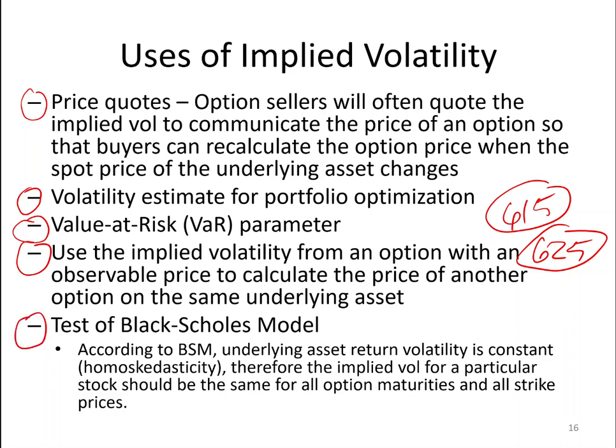It's also used as a test of Black-Scholes. According to the Black-Scholes model, sometimes called the Black-Scholes-Merton model, because that's another person who worked on this model, the underlying asset's volatility is constant. We call that homoscedasticity. Therefore, the implied volatilities for all the options and all the strikes of that asset should be the same. If you calculate different implied volatilities for different strikes and different maturities, that's a strike against the Black-Scholes model. The assumption of known and constant volatility is violated.